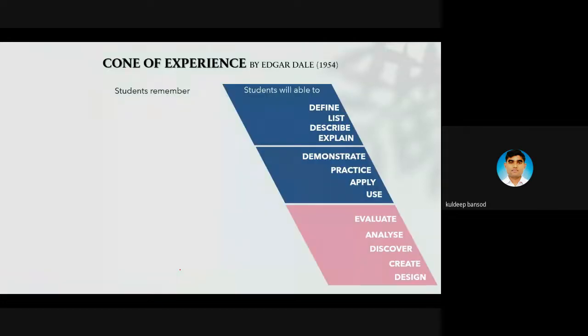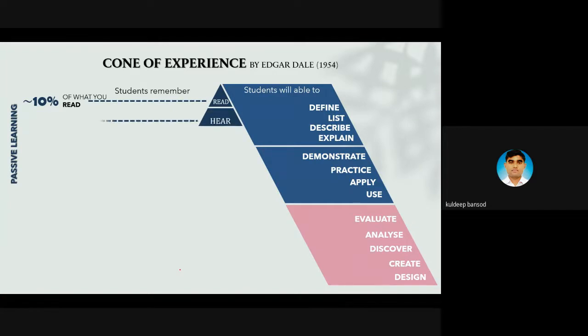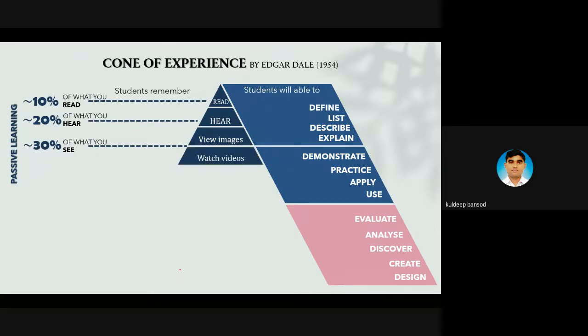If we take a look at the cone of experience discovered by Edgar Dale in 1954, he states that reading is able to memorize only up to 10%. Whatever we read, out of that 10% gets memorized. Hearing can memorize only up to 20% of whatever you hear. If you view images, it can store information up to 30%. The same happens with watching videos.